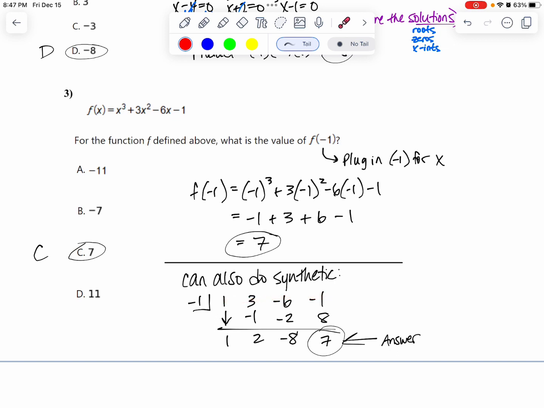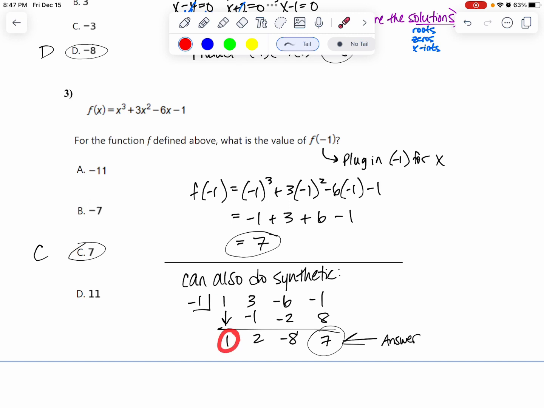If you ever skip any, like if there wasn't an x term, for example, remember you'd have to plug in a 0 as a placeholder. But we have x to the third, x squared, x, and then whole number, so we didn't skip any variables there. Anyway, once you have your negative 1 in your backwards L box and you have all of these coefficients lined up here, the first thing you do is you bring this number straight down.